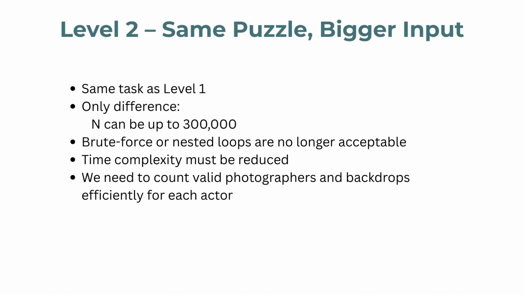Level 2 has exactly the same rules and structure as Level 1, but the input size is much larger. With n going up to 300,000, our earlier solution would be too slow. So, we need to take a different approach, one that reduces the time complexity and processes the input efficiently.